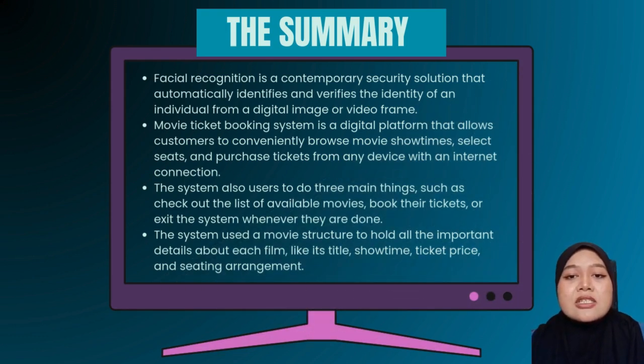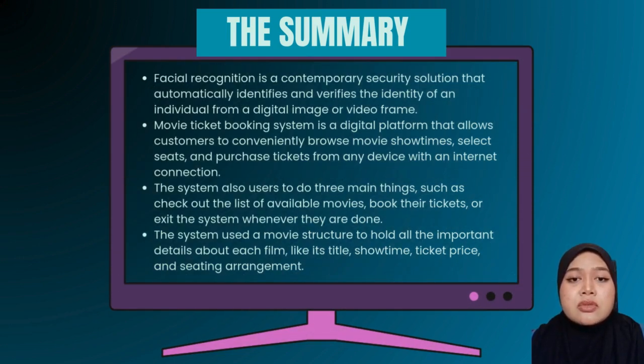Therefore, this can help to keep everything organized and easy to manage. The seating is shown as a simple 5x5 grid where each seat is either marked as O for available or X for booked. Thus, this makes it easier for users to quickly identify which seats are still open and which are taken. The system also allows users to do three main things: check out the list of available movies, book their ticket and exit the system whenever they are done.